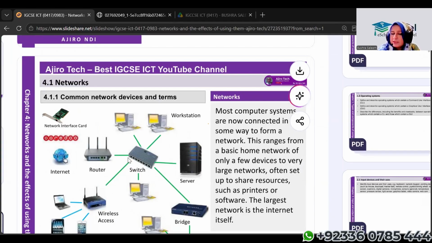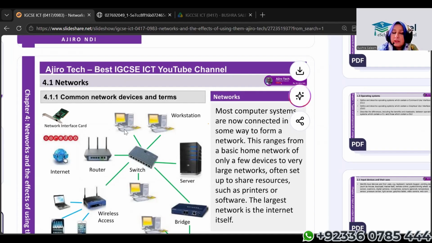What is a LAN? It's a local area network. This is the type of network where the computers are connected together over a small area. You can take the example of a home, a school, or a building, where the computer devices are connected together. It is usually connected by an Ethernet cable, which can be connected to the NIC card.